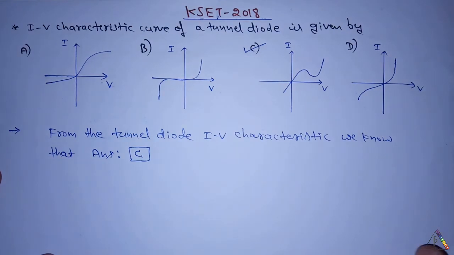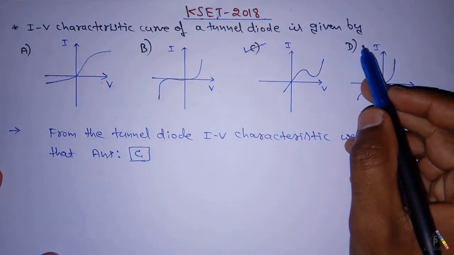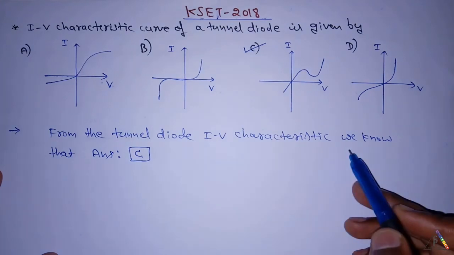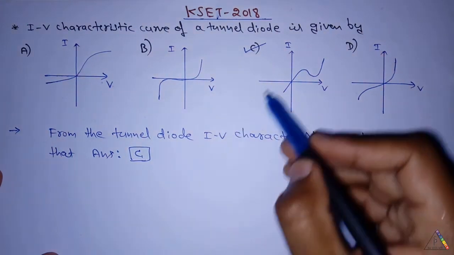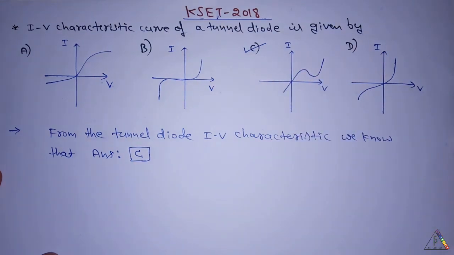Next is KSET 2018 question. The question is, the IV characteristic curve of a tunnel diode is given by, these are all the options. From the tunnel diode IV characteristics, we know that this is the IV characteristics of tunnel diode. Therefore, for this question, the answer is C option.